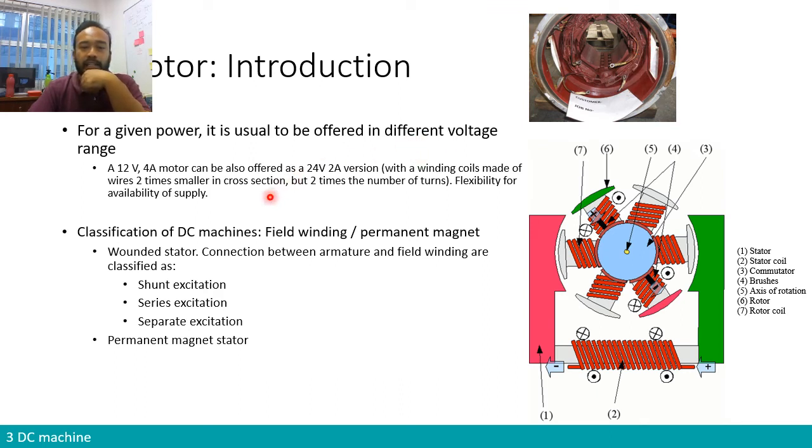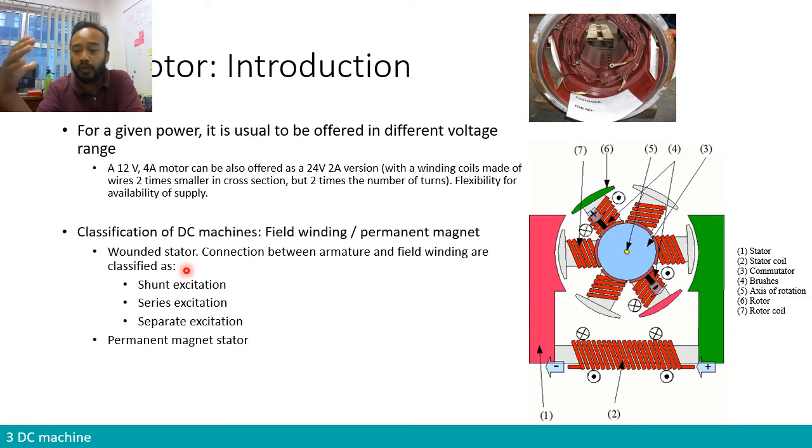Okay, so how do we classify DC machines? We classify them in terms of how we create that magnetic field in the stator. That magnetic field in the stator can be created by 2 methods. It's either by having a field winding, as over here, or by having a permanent magnet, like in the previous slide. So when you look for a DC motor, the first thing you should know is what kind of DC motor you need. Do you need something that has a field winding on the stator?